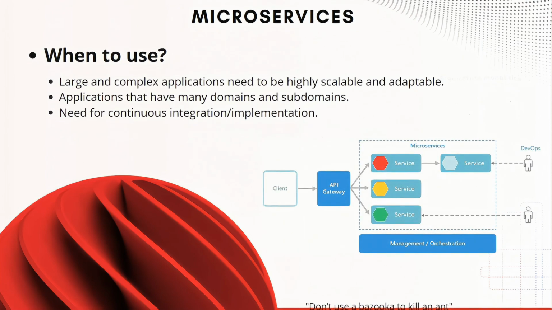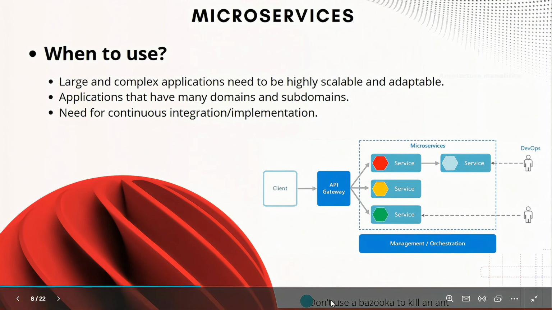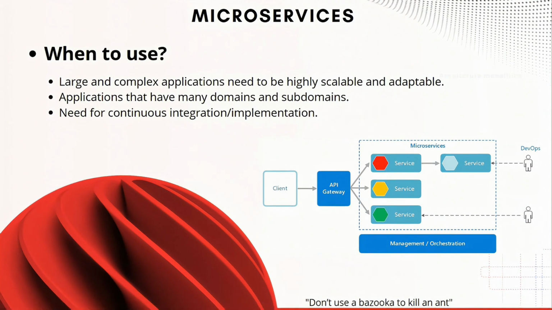Well, when to use microservices? Large and complex applications that need to be highly scalable and adaptable. Applications that have many domains and subdomains and need continuous integration and deployment. Here we have an example microservice architecture with a client, API gateway, microservices, Docker containers, and orchestration. Here we have a sentence about microservices. Don't use a bazooka to kill an ant, because if your application is not too large, you don't need this approach.